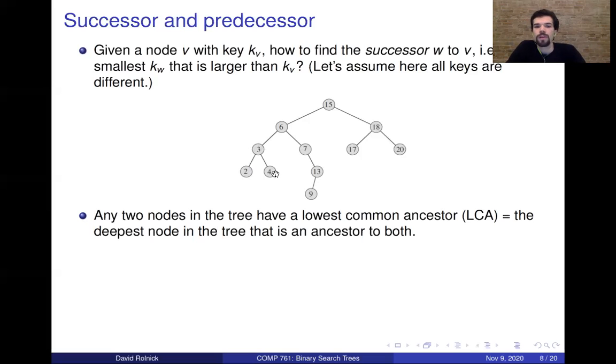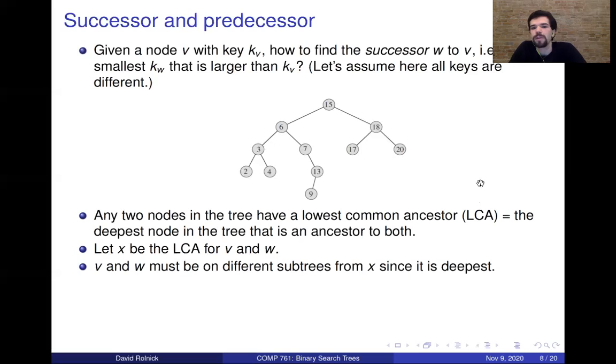That is a common ancestor of them both, and the lowest one. So 15 is a common ancestor of them both, but it's not the lowest one. 6 is the common ancestor. There's the lowest common ancestor. Okay. So let X be the LCA for V and W. We don't know where W is yet.